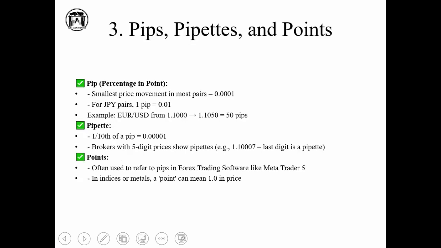So let's look at pips, pipettes, and points. Pip stands for percentage in point. Yesterday I told you guys this is how the movement of price is measured. In the actual world, if you move from point A to point B, that distance is measured in meters, kilometers, whichever units you choose. But in the Forex market, when the market moves from point A to point B, that movement is measured in pips, which is percentage in point.